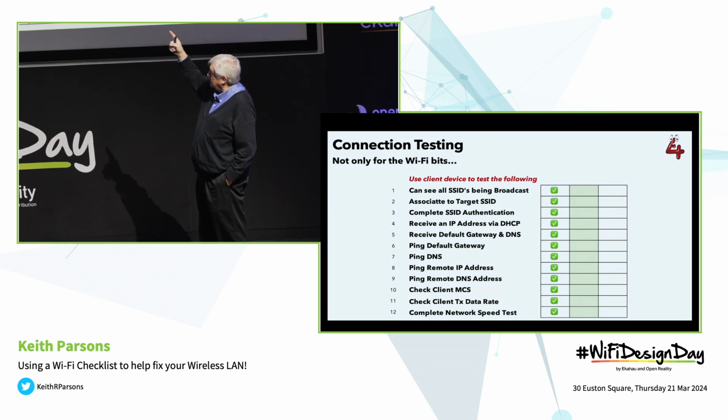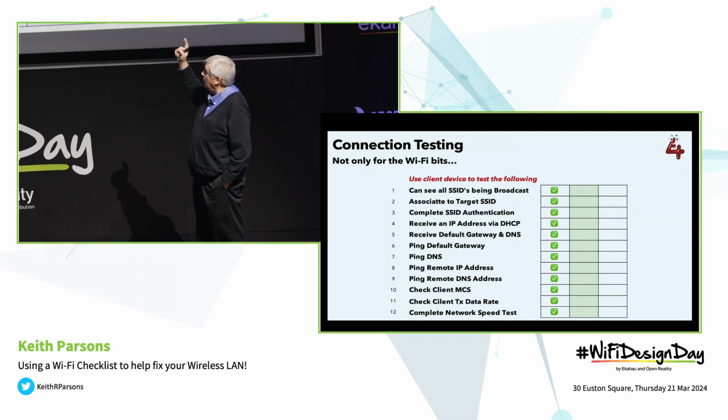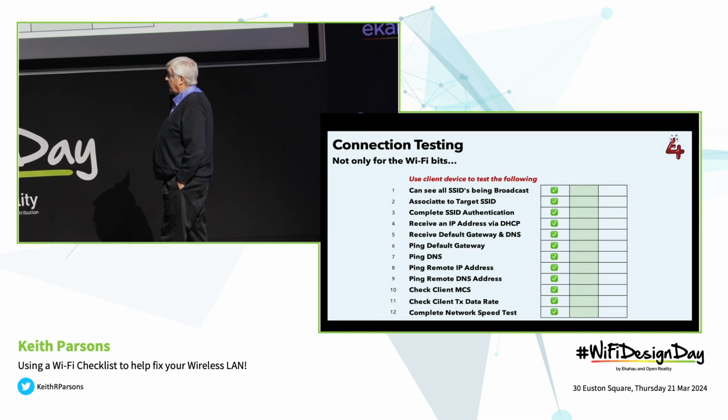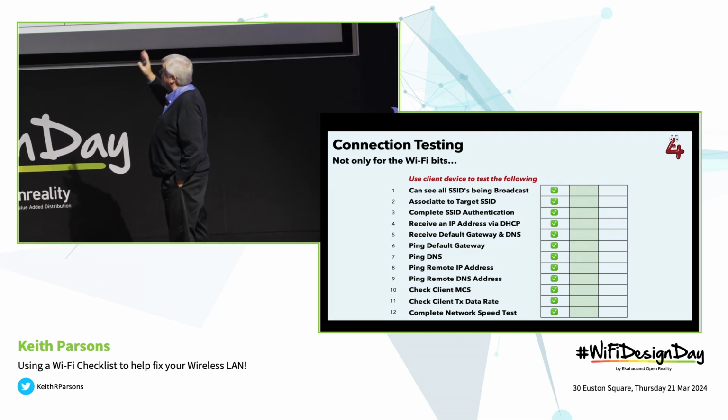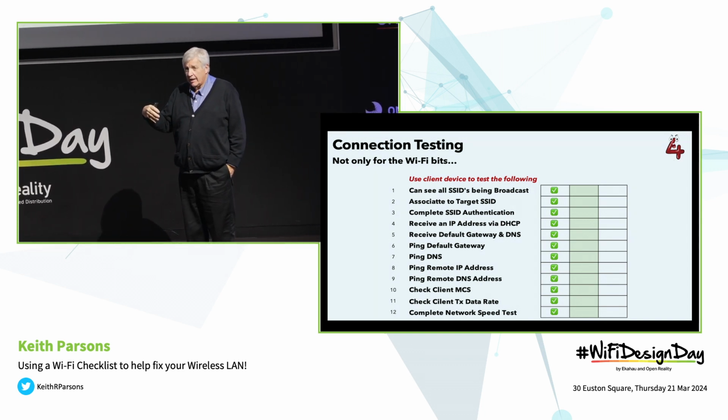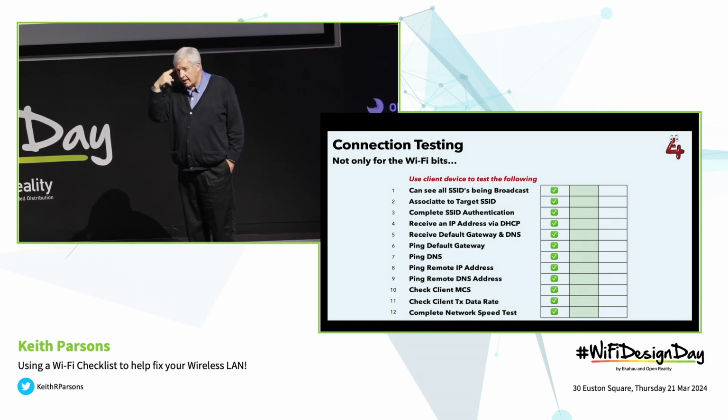After you see all the SSIDs, and you should be able to see them all, you associate, you complete the authentication, you get an IP address, you get the default gateway, you can ping the default gateway, you can ping DNS, you can ping a remote IP address on a remote one that's not DNS, and you need to have one of those in the back of your head all the time.